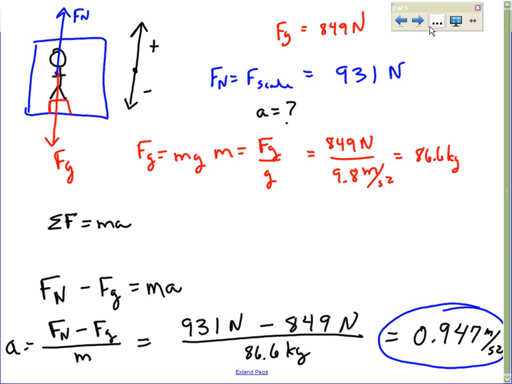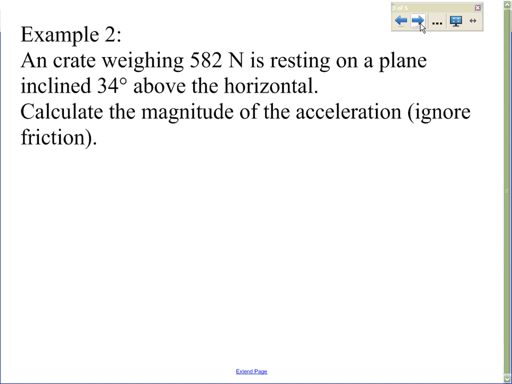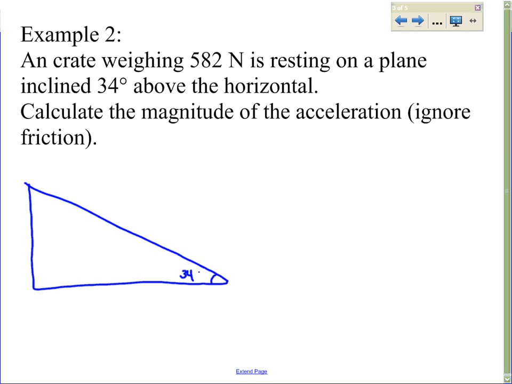All right, let's look at another problem. This one says a crate weighing 582 newtons is resting on a plane inclined at 34 degrees above the horizontal. Calculate the magnitude of the acceleration. So here's our inclined plane. The angle is 34 degrees. We have this crate on it.